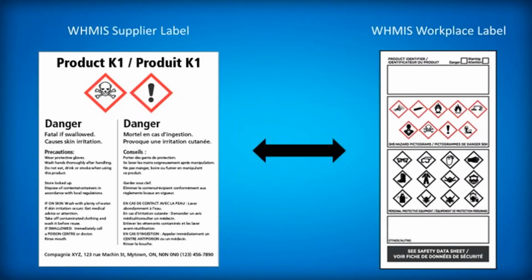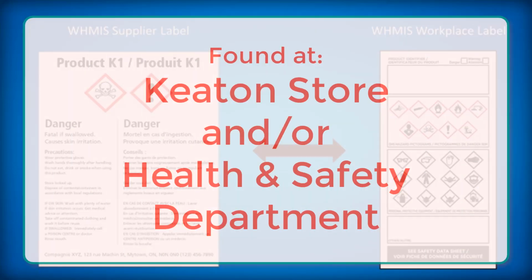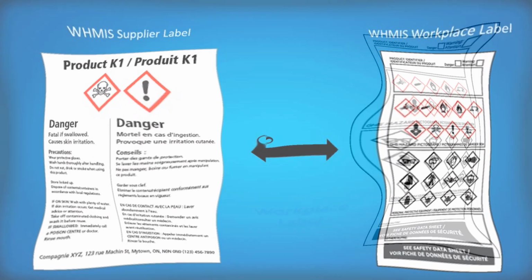Here are examples of WHMIS supplier and workplace labels. All products are required to have a supplier label attached, and the content provided must be clearly legible, containing the 7 detailed information listed previously. These labels are available upon request through the Keaton Store and the Health and Safety Department.